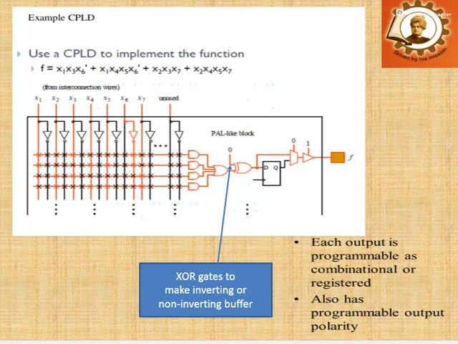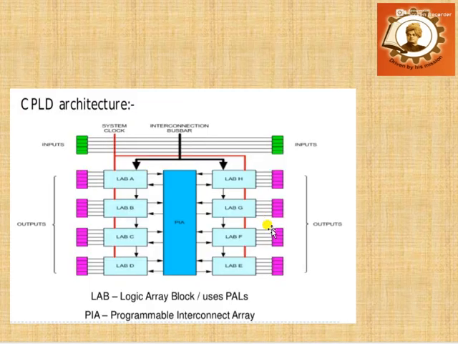Here the input is a PAL CPLD, and the internal connection is shown in the figure. Here LAB basically represents your PAL-like block. There are different LABs, LAB A, B, C, D as shown in the figure, and PIA represents the programmable interconnect array. So depending upon your requirement, this PAL-like block can be used, and inputs and outputs are used here, and obviously system clocks are there for your sequential operation.